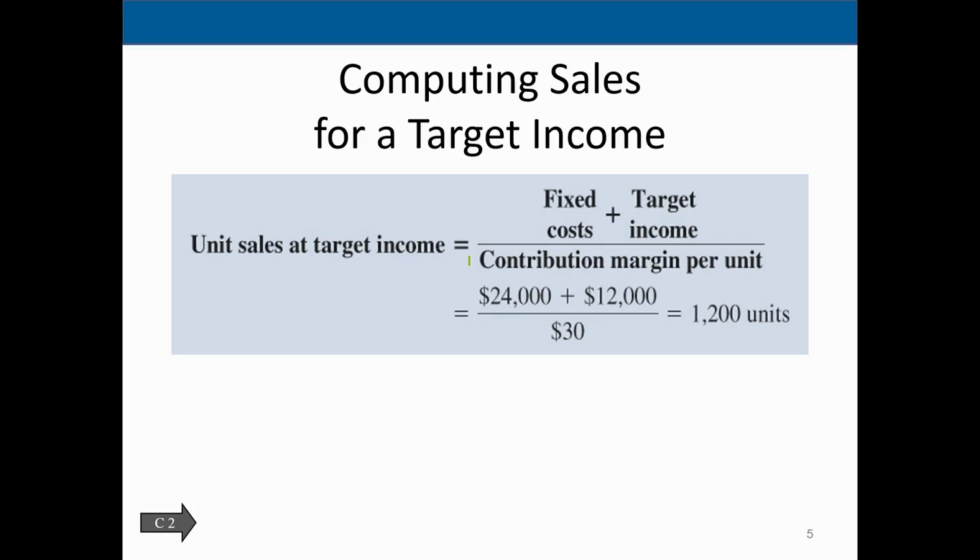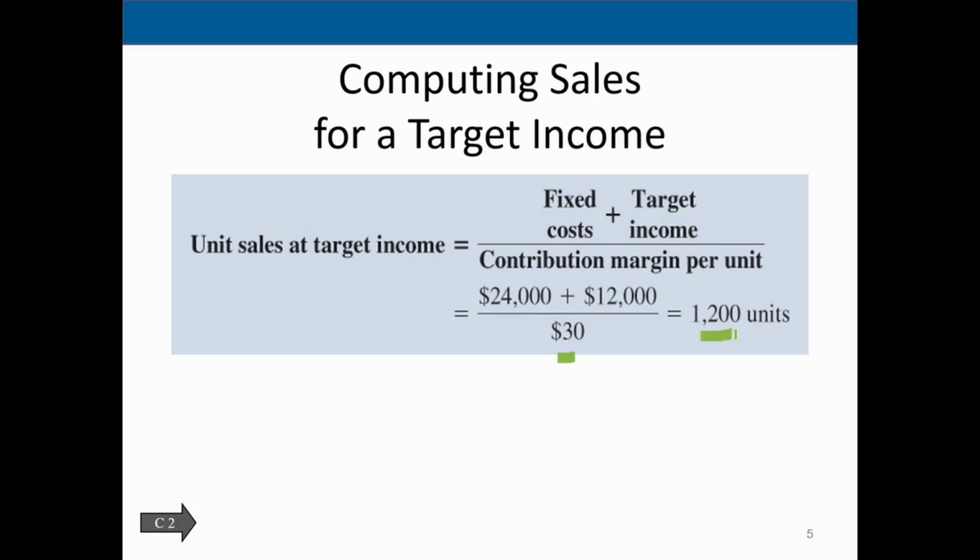So then if we do that, in this case it comes out to be $30, and then we're going to divide that into the fixed cost plus the target. That means that we would have to sell 1,200 units in order to both cover the fixed costs and hit our target. So you see, that's the type of analysis that we'll look at when we're trying to judge how well we're going to do, or what we need to do in the future.